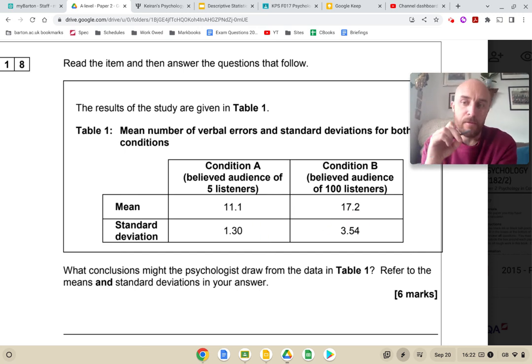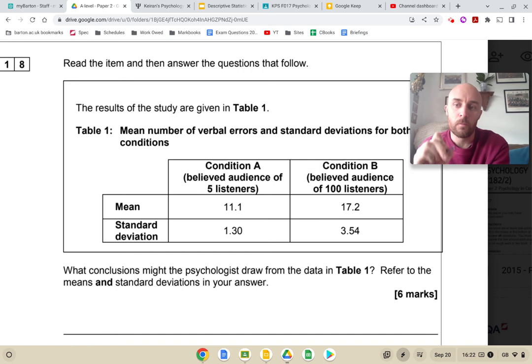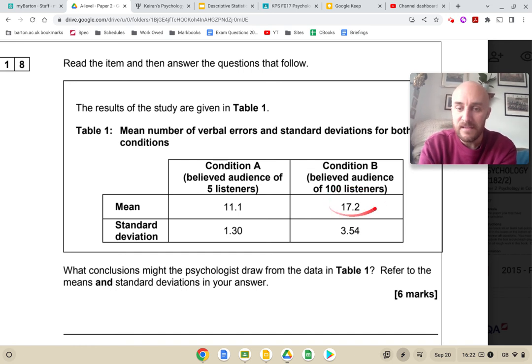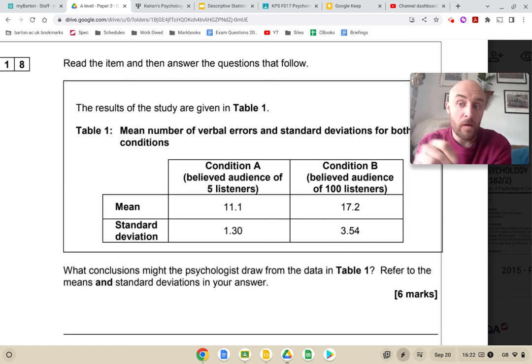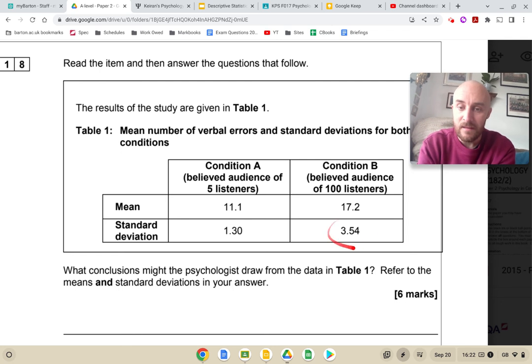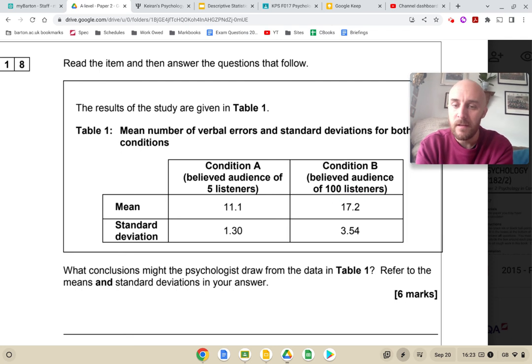So remember what I said, the bigger the standard deviation, the more spread out the data is. One way to have a look at this as well, right? That is the mean, isn't it? 17.2, that is the mean. Remember what the standard deviation is. It's on average how far away people are from the mean. So actually, the standard deviation is 3.54. So the average is 17.2. You may have to pause this again and go over it. But the average is 17.2, and on average, people were 3.54 away from that.